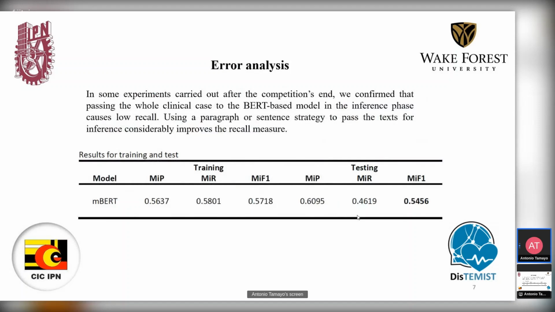Then we continue with the error analysis. In some experiments carried out after the competition, we confirmed that passing the whole clinical case to the BERT-based model in the inference phase causes low recall. Using a paragraph or sentence strategy to pass the texts for inference considerably improves the recall measure. Here we can see that our recall is very low.